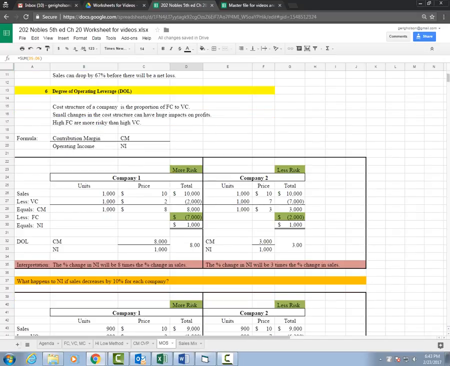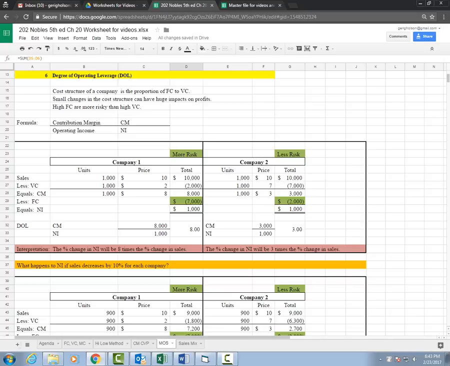All right, let's go to the second topic for this video. Degree of operating leverage. This leverage has to do with the cost structure of the company, and it's the proportion of fixed cost to variable cost. Small changes in how you structure your company can have huge impacts on your profits. High fixed costs are more risky than high variable costs. And I'll show you how it works.